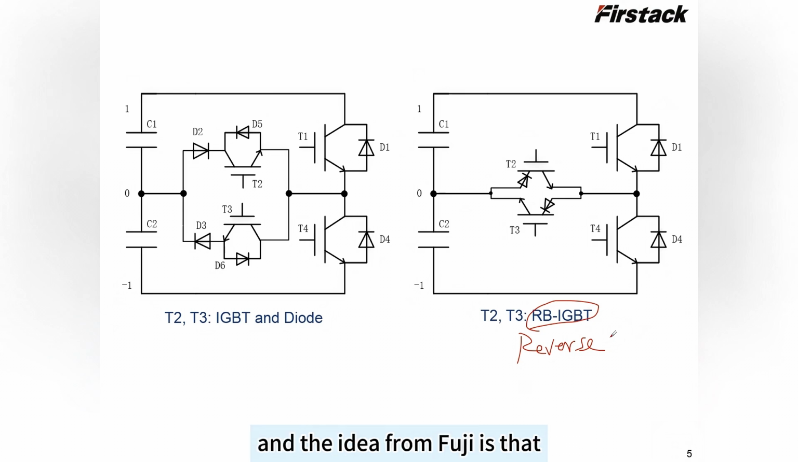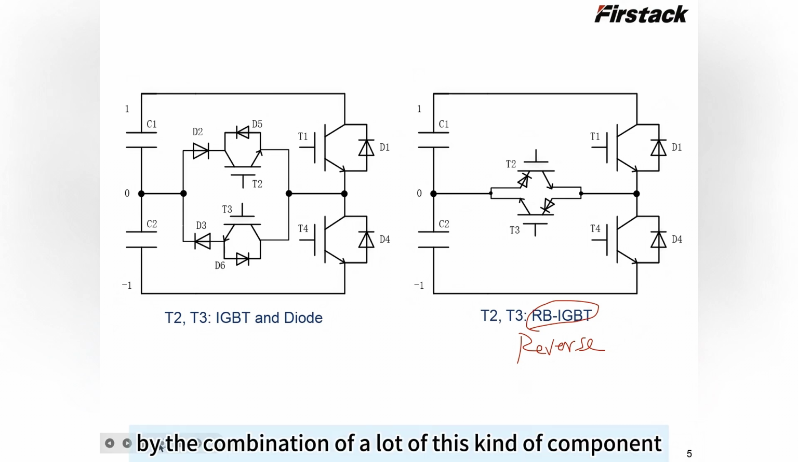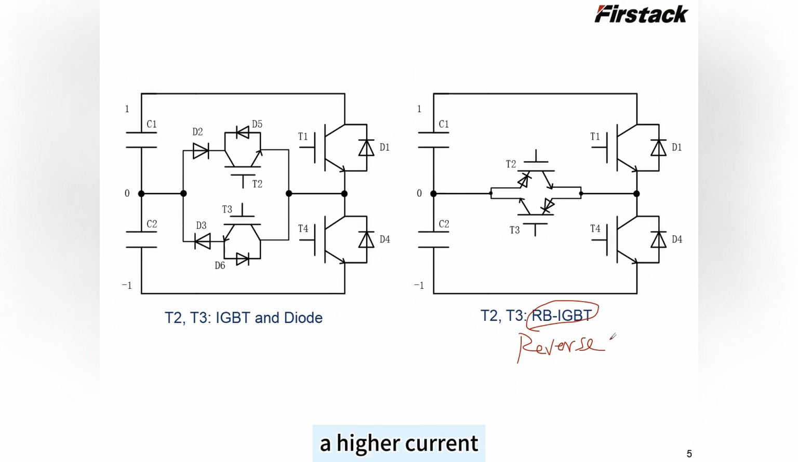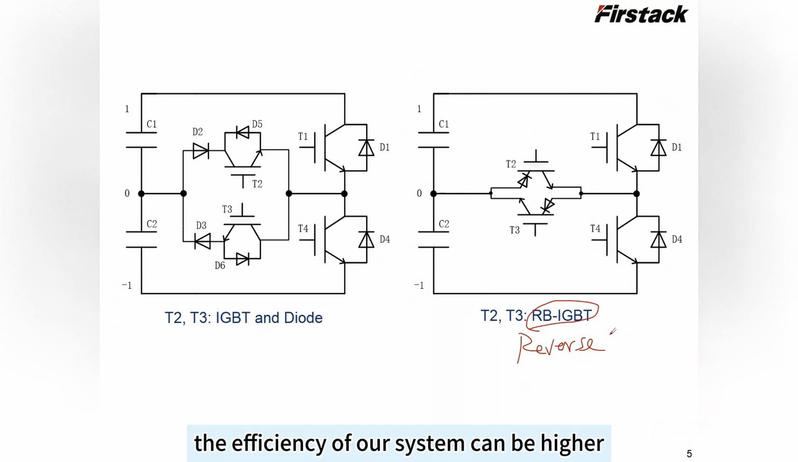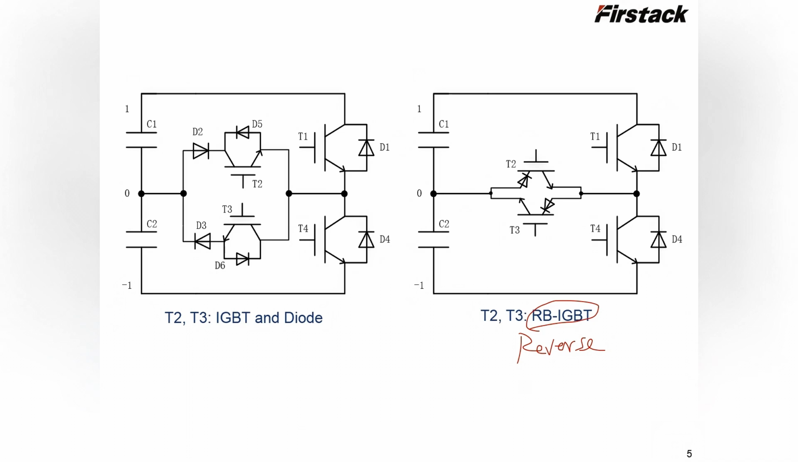And the idea from Fuji is that by the combination of a lot of this kind of component, a higher current carrying capacity is possible, which means, in other words, the efficiency of our system can be higher. This is a special design, and we must say it is a really talented idea. Right now, maybe you will also have a question: why do we need a three-level system?